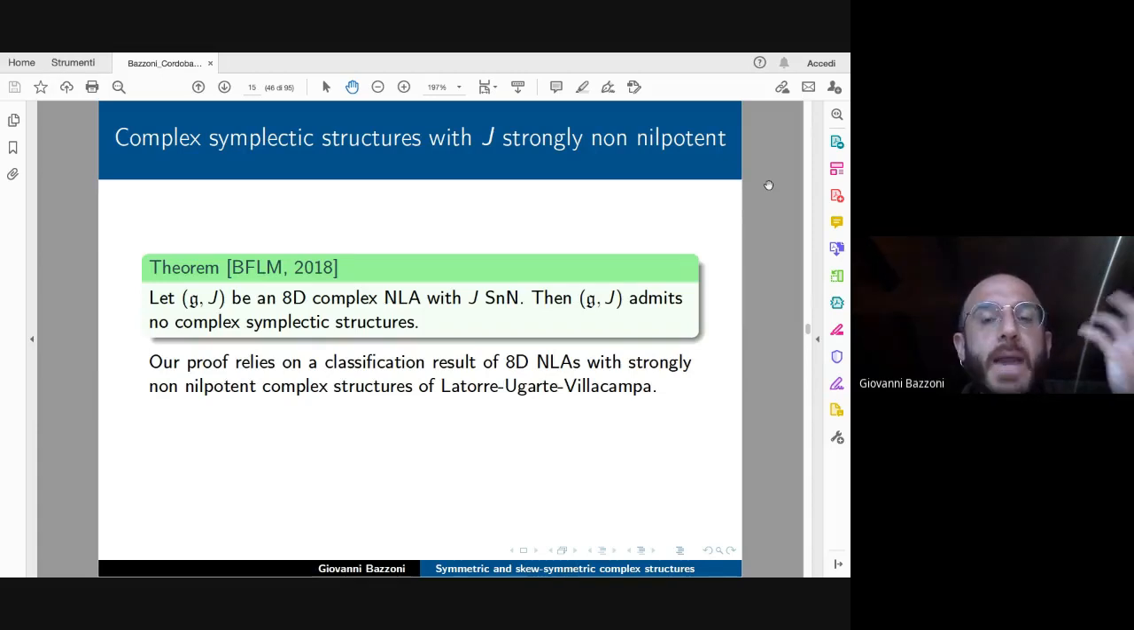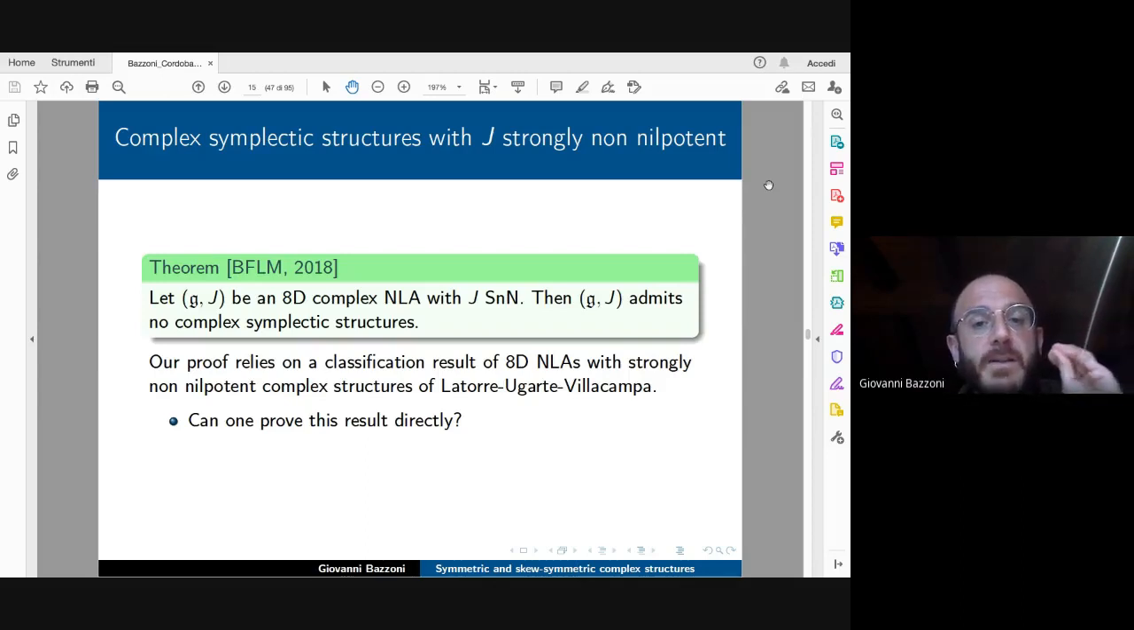Okay, that's our result, and this result is actually a little sad in some sense, and I'll tell you more why. Because we have to actually use a classification result of 8-dimensional nilpotent Lie algebras with strongly non-nilpotent complex structures obtained recently by La Torre, Ugarte, and Villacampa. Okay, so two questions arise. The first one is: is it possible to prove this directly, so without appealing to the classification? And the second question is: is this specific to dimension 8? Could you have some 12-dimensional nilpotent Lie algebra with a strongly non-nilpotent complex structure which still admits complex symplectic structures?